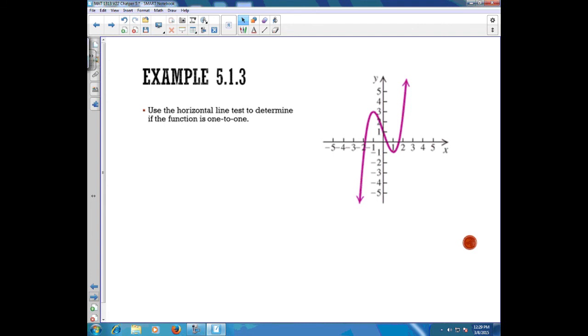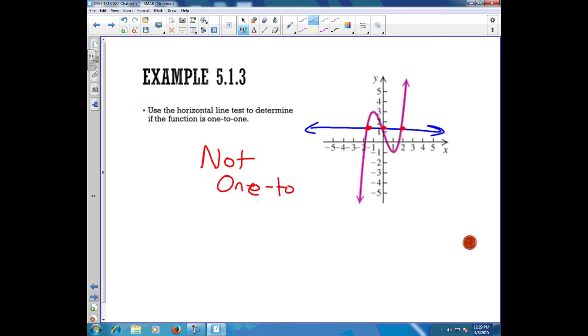We want to use the horizontal line test to determine if this graph is one-to-one, or if this function is one-to-one. So all we're going to do is just draw a horizontal line. And if the horizontal line goes through more than one point, which it does here, it goes through 3 points, then the function's not one-to-one. Which means this function would not have an inverse.